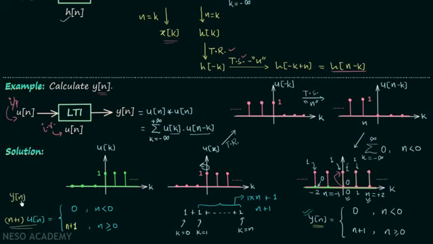y[n], which is the output of this LTI system, is equal to n plus 1 multiplied to u[n], and y[n] is the output when input is u[n] and the impulse response is also u[n]. So this is all for this lecture. In the next lecture, we will understand one simple method known as tabular method to calculate the discrete time convolution.